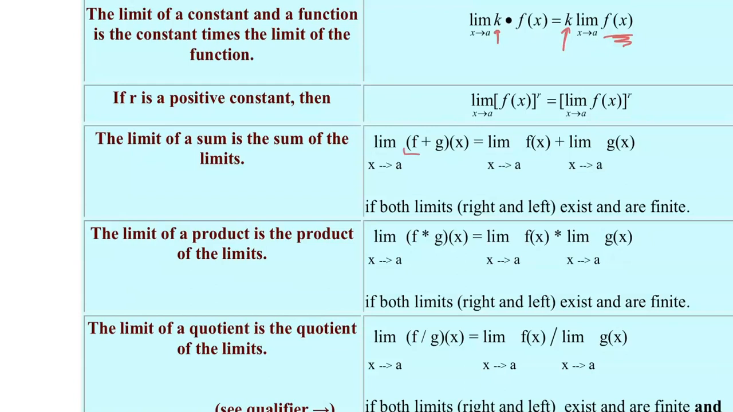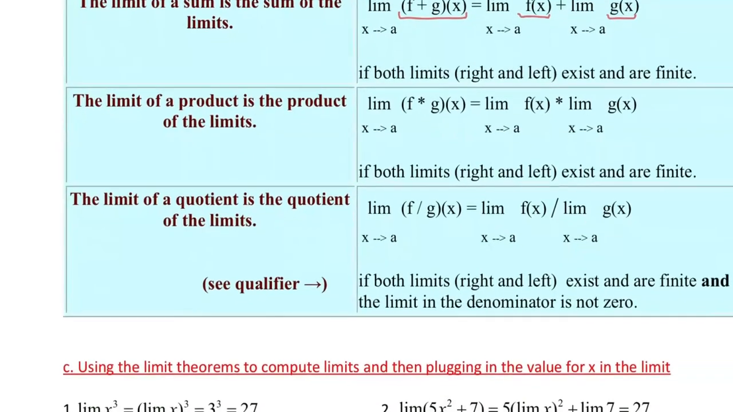Okay, remember this notation means f of x plus g of x. So the limit of a sum is the sum of the limits. Don't let the notation fool you. If you know the limit of f of x is something, and you know the limit of g of x is something, add them together, and if both limits exist, then you have a finite answer.